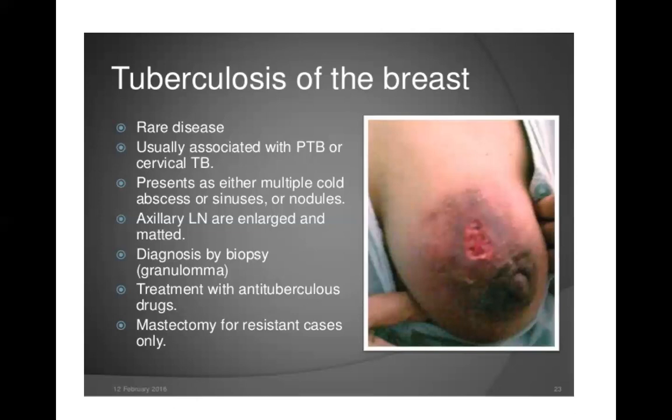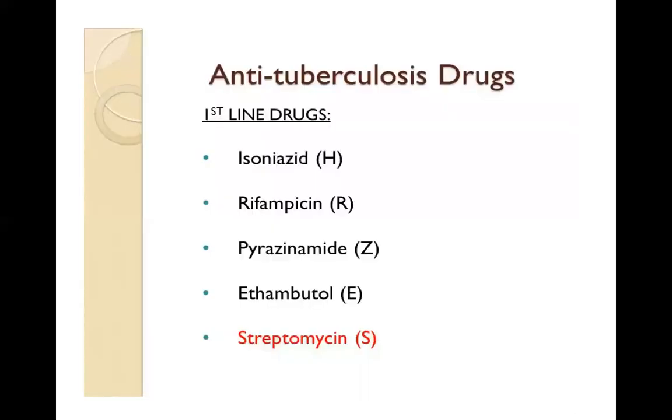Diagnosis is done by biopsy, in which characteristically granuloma formation can be seen. Treatment is with anti-tuberculous drugs. In resistant cases, at times, you may end up with mastectomy. So these are the first-line anti-tuberculosis drugs, and the names are isoniazid, rifampicin, pyrazinamide, ethambutol, and at times streptomycin.